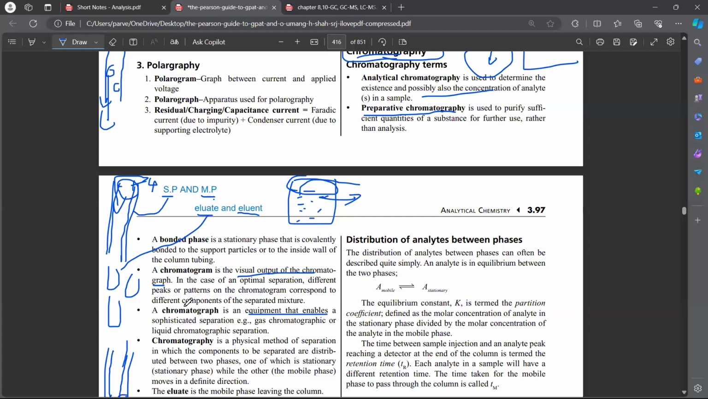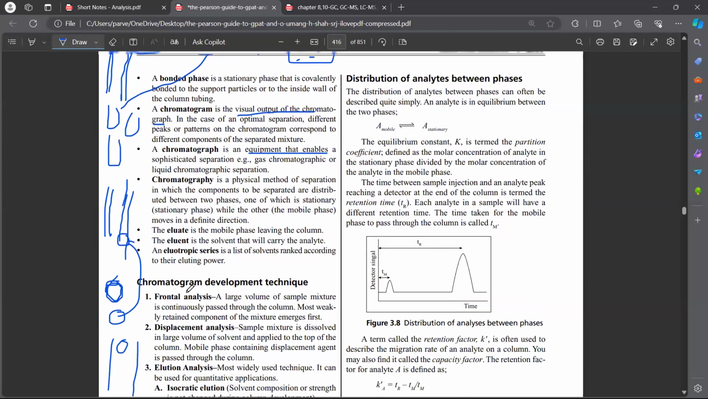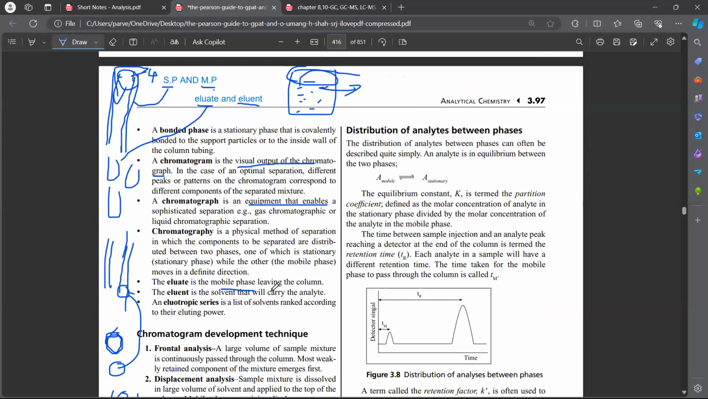affinity chromatography. Affinity chromatography is a very selective chromatography, and it is mainly based upon the antigen-antibody reaction, protein-antibody reaction, etc. As I mentioned, eluate is nothing but the mobile phase leaving the column, and the eluate is the solvent that will carry the analyte. The eluotropic series is the list of solvents ranked according to their elution power. Based upon the solvents' dielectric constant and their polarity, the eluotropic series has been prepared.